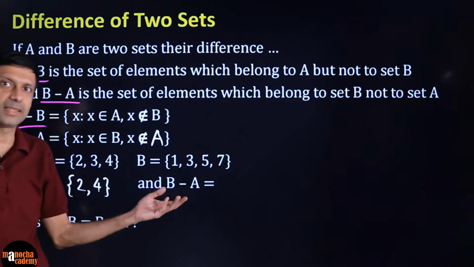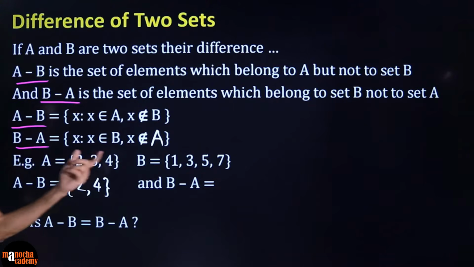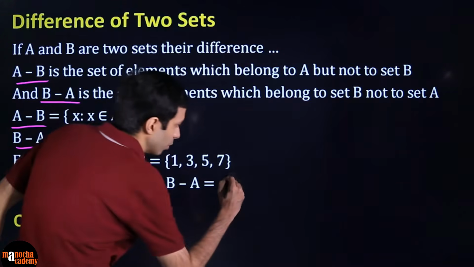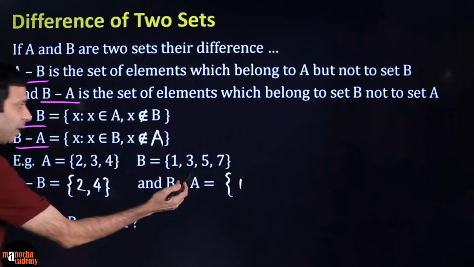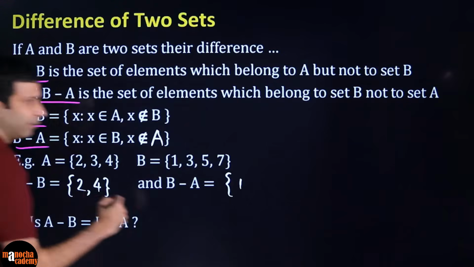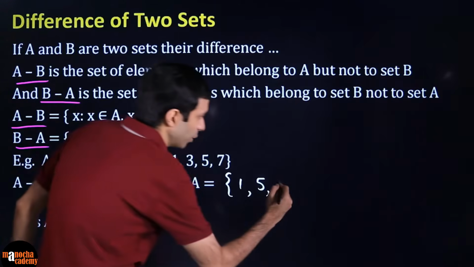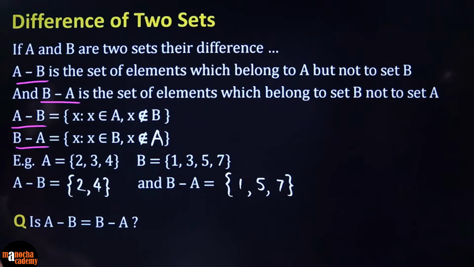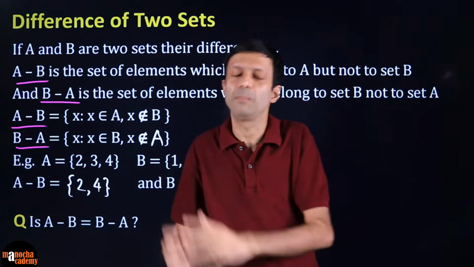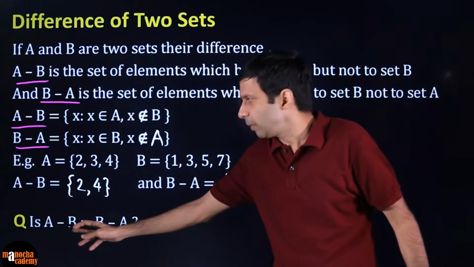Now can you tell me what is the set B minus A? Those elements which are in B but not in A. So let's see, 1 is in B but it is not in A, so it will be in B minus A. 3 is in B but it is also in A, so I can't include it here. 5 is in B but not in A, so let's put it here. 7 is in B but not in A, so I can put it here. Is it clear? Very simple, just remember this sentence. A minus B is those belonging to A but not in B. B minus A is those belonging to B but not in A. As simple as that.